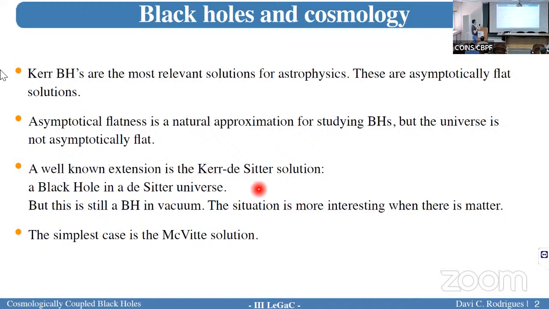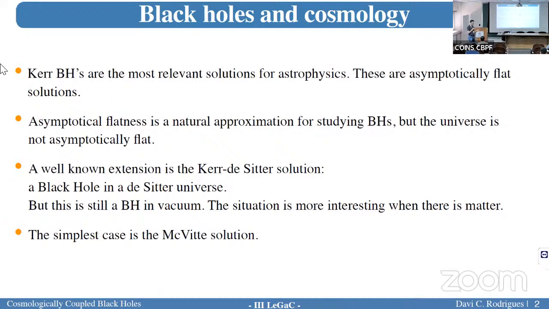There are extensions of the Kerr black holes, the Kerr-de Sitter one, which is a very simple one, in which you have a black hole in a de Sitter universe. So you go far away, you have de Sitter. This is also quite a simple case, but still we are dealing with a black hole in vacuum, in the sense that your energy-momentum tensor is nothing. We only have a cosmological constant. The situation is more interesting when there is matter.